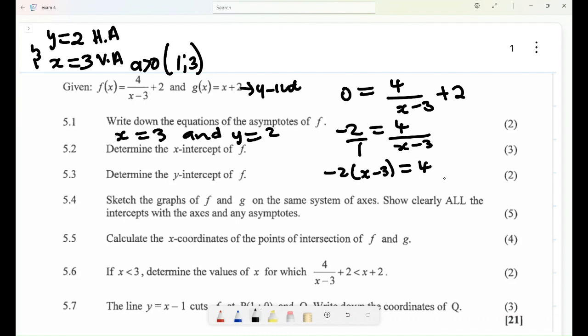Then I divide both sides by negative 2. So it's going to be x minus 3 is equal to 4 divided by negative 2, it is negative 2. Therefore, x is equal to negative 2 plus 3, it is equal to 1. Therefore, this is my x-intercept. Determine the x-intercept of f. It is x equal to 1. In terms of coordinates, it is (1, 0).